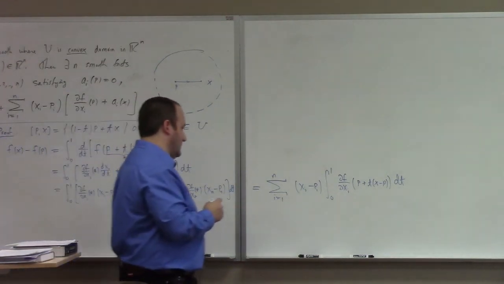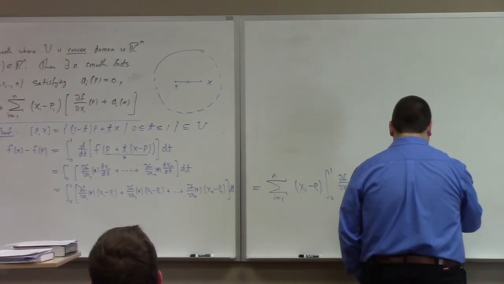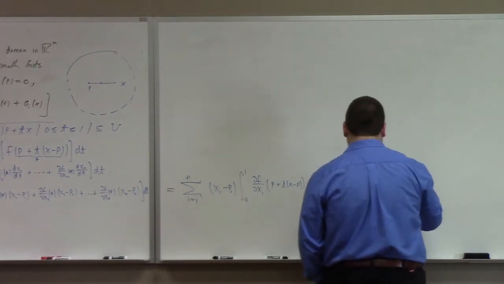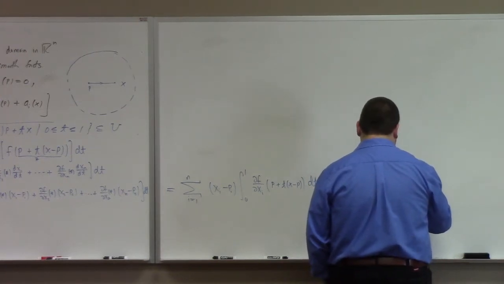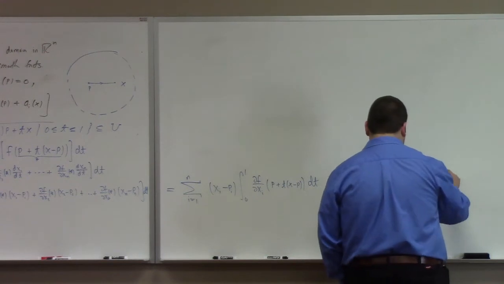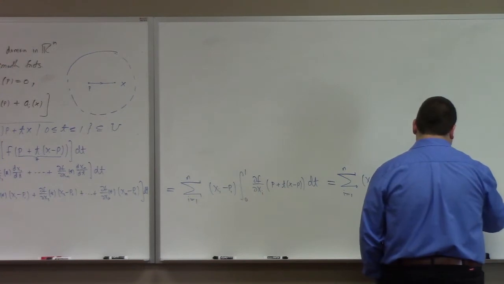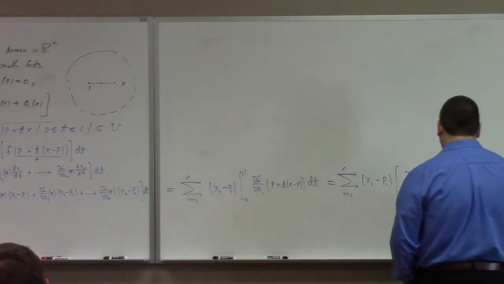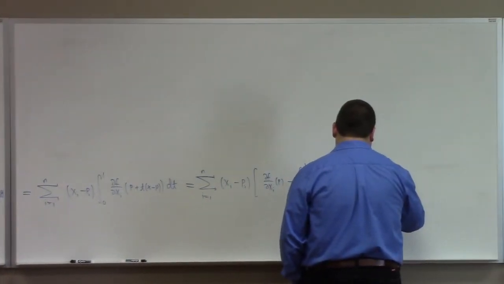But then here's a really sneaky move. That is the sum i equals 1 to n of x_i minus p_i, big parentheses, partial f partial x_i at p minus the integral from 0 to 1 of partial f partial x_i at p plus t times x minus p, minus partial f partial x_i at the point p, dt.